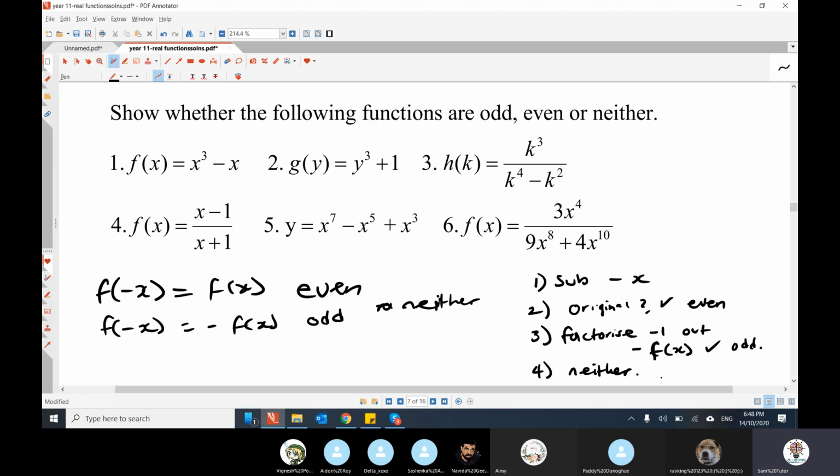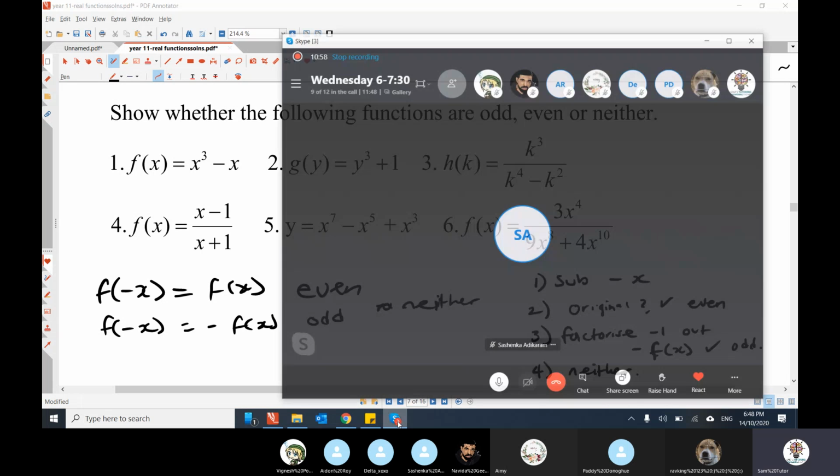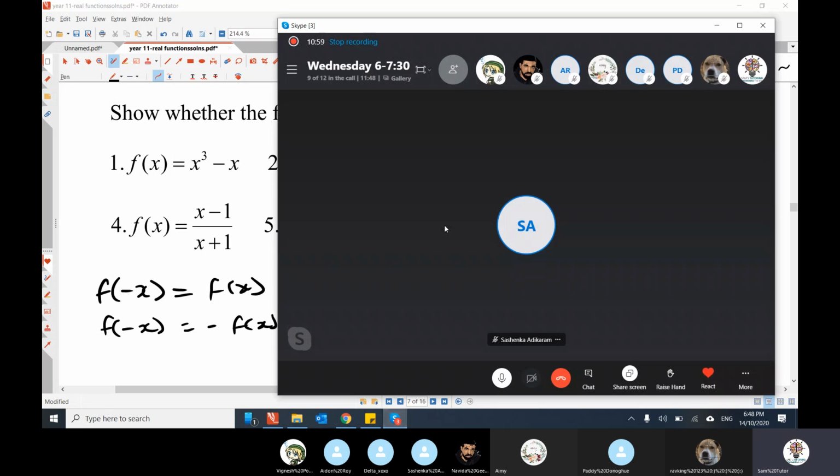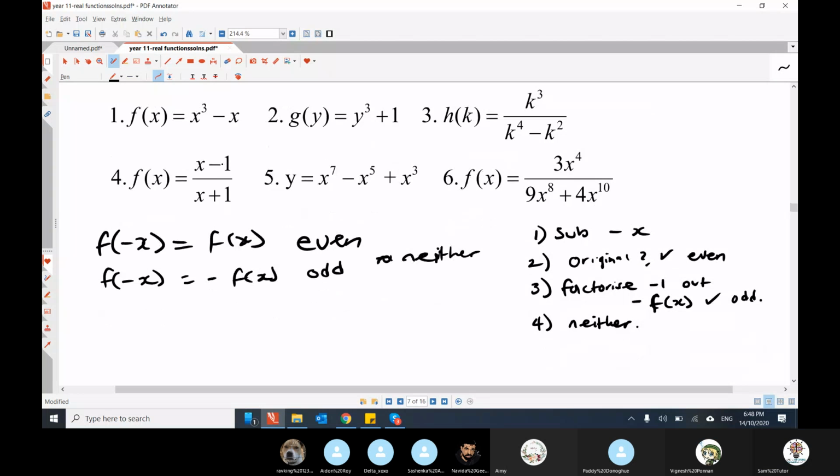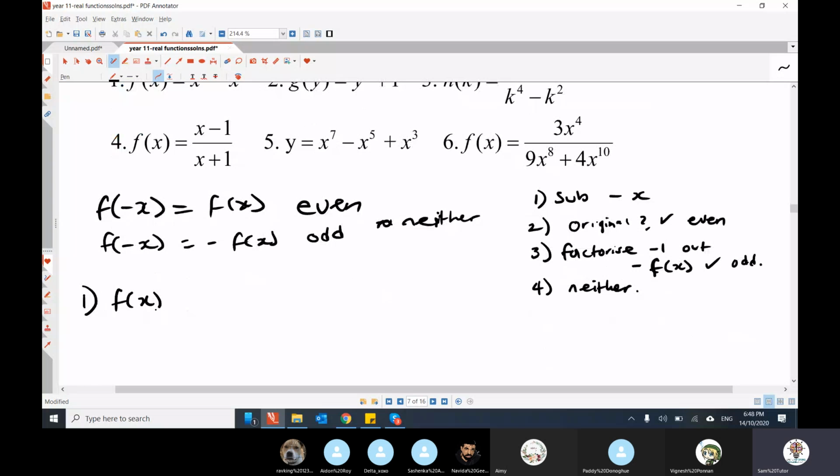All right. Let's go with Vinesh. Let's start with the first one, question 1. Alrighty. F of x equals x cubed take away x. What was the conclusion you've got? That it's odd. Right, let's see.